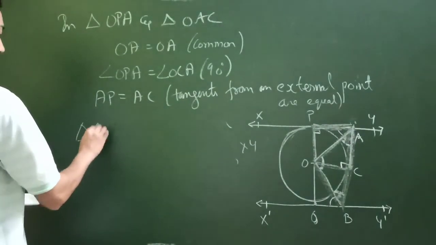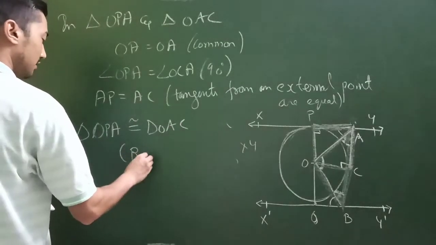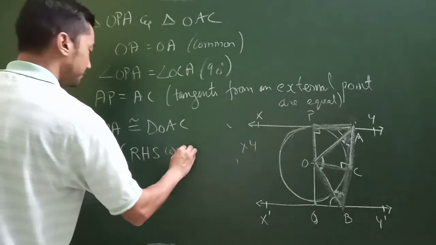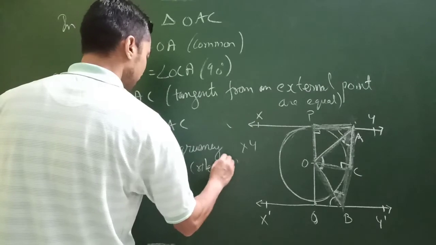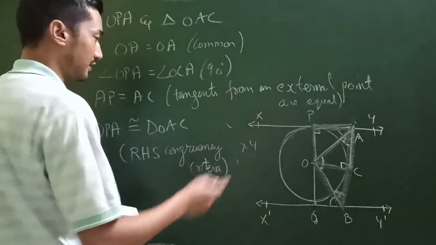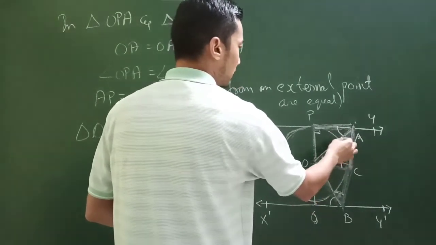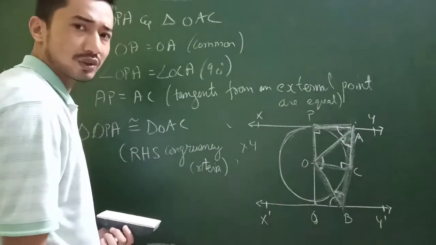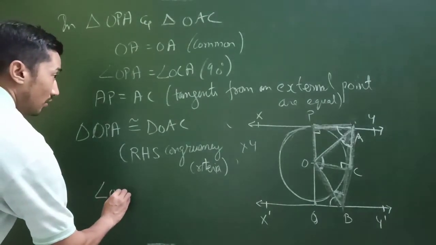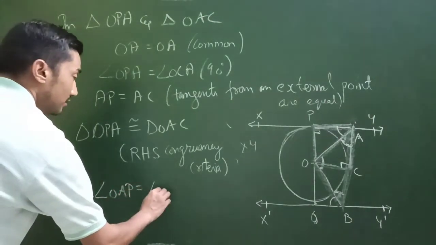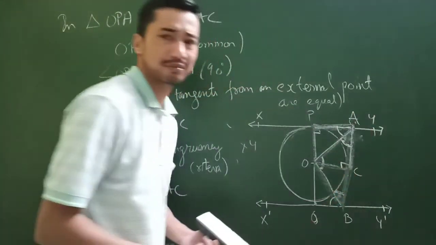So triangle OPA becomes congruent to triangle OAC by the right angle hypotenuse side congruency criteria. So that's exactly what I wanted. I can prove that. Shall I write angle 1, 2, or shall I just name the angle? Name the angle, that's better, I think. So angle OAP is equal to angle OAC. I'll write this A on top, okay? Then it's much more visible.